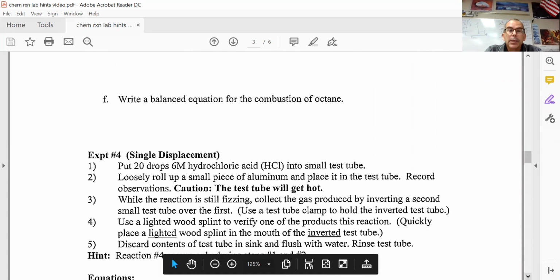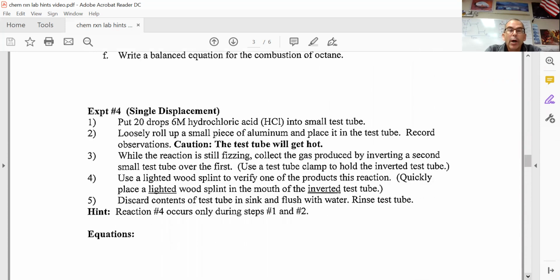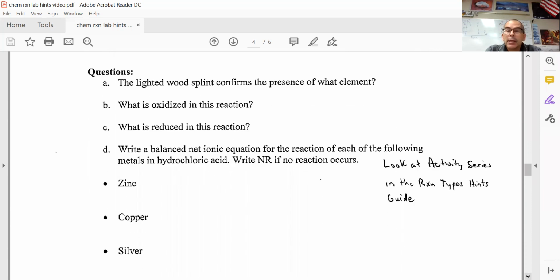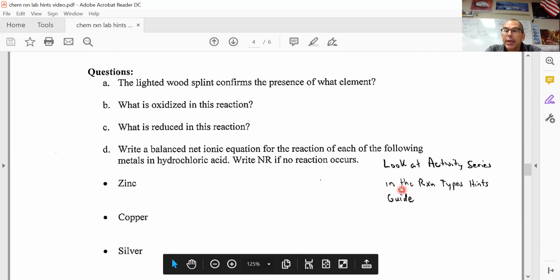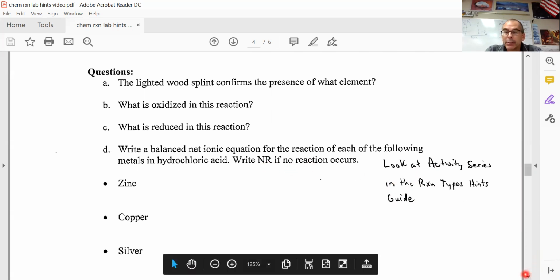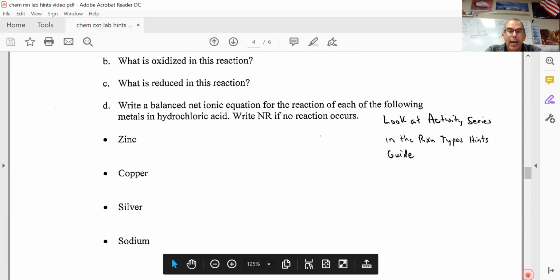But you won't have every oxidation number being a whole number. Okay, let's see. Number 4 is the single displacement reaction. And I would look at the activity series in the reaction types guide. So look at that when you're getting to this part. Okay, some are going to be no reactions. Remember your activity series when we work with that, and that is in that reaction types guide.